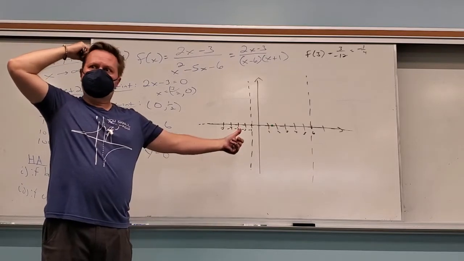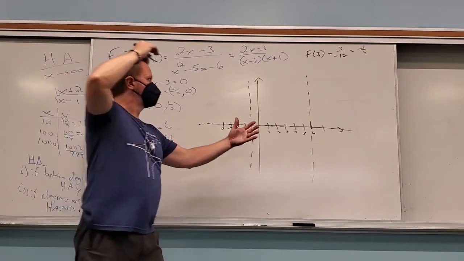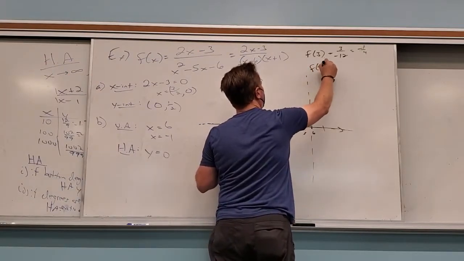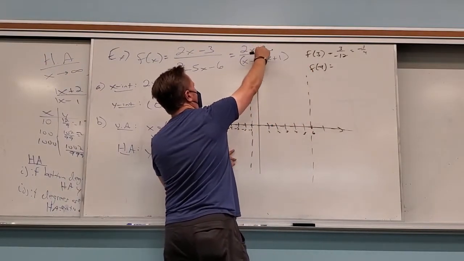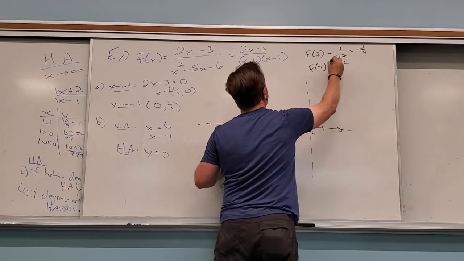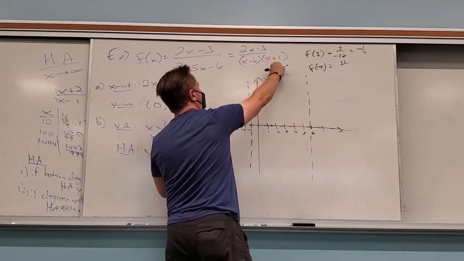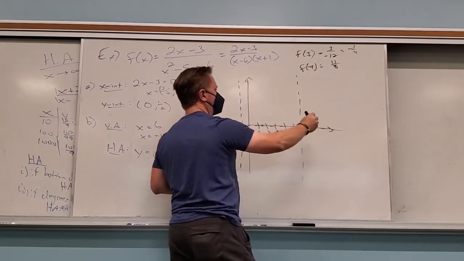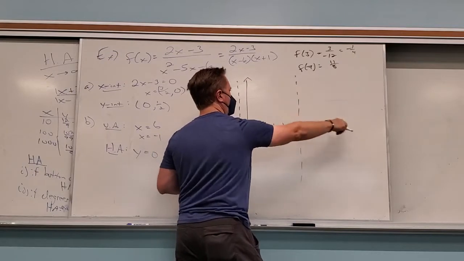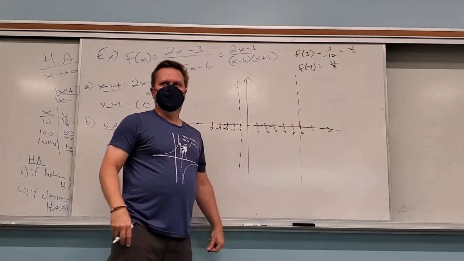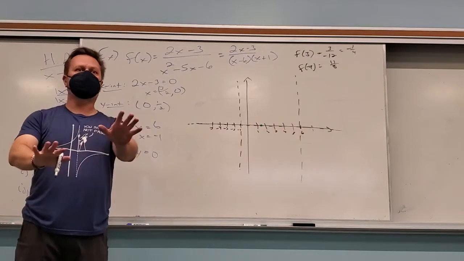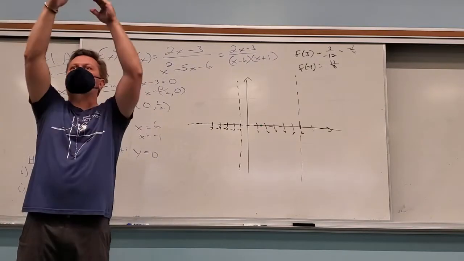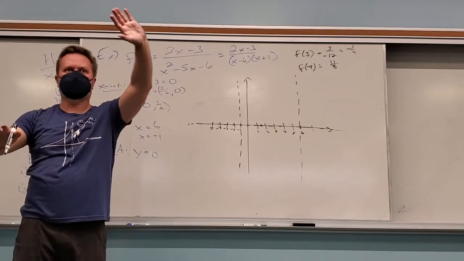What's a really good input? 7. So what's f of 7? 14 minus 3 is 11, over 1 times 8, 11/8. So now I know at 7 it's up here, so it's going to be like this. Notice I haven't plotted those points yet. Notice I haven't figured out my y scale yet.